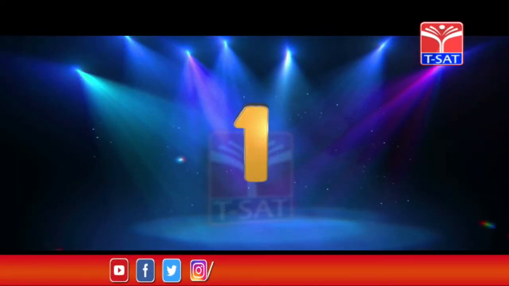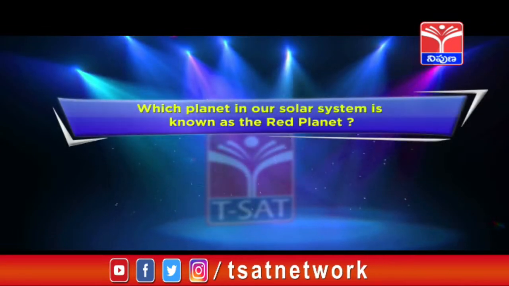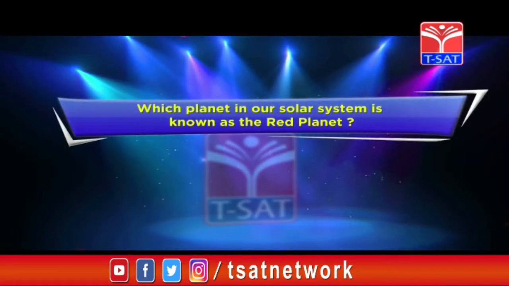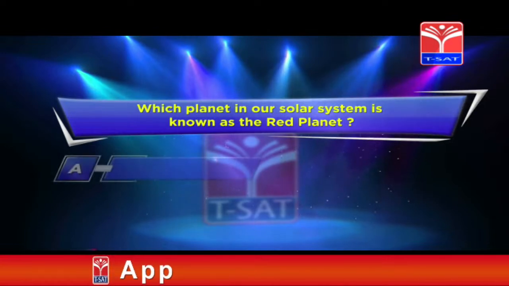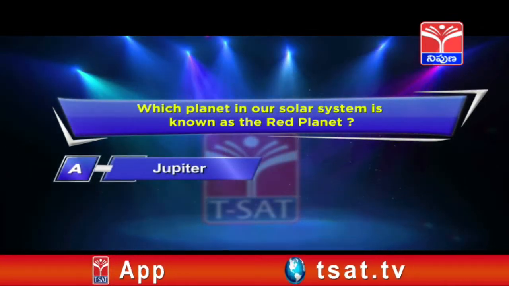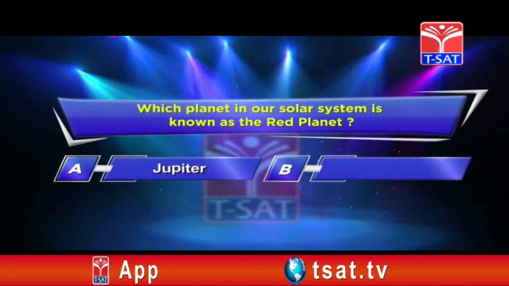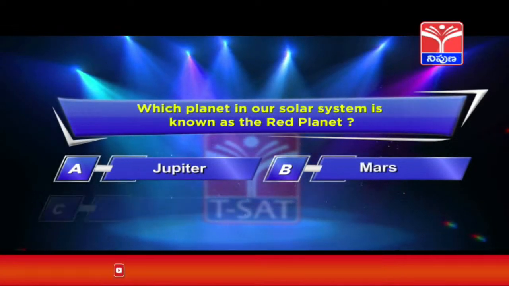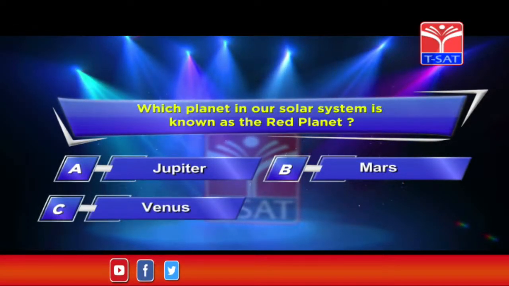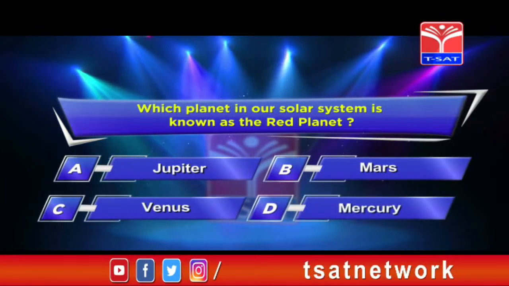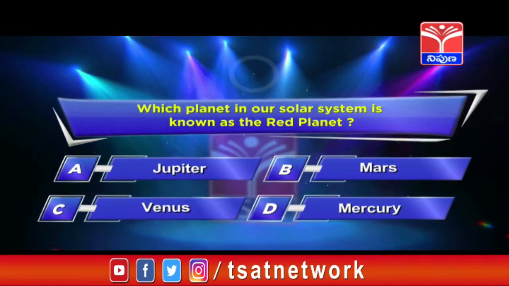First question starts now. Which planet in our solar system is known as the red planet? Option A, Jupiter. Option B, Mars. Option C, Venus. Option D, Mercury. Your time starts now.